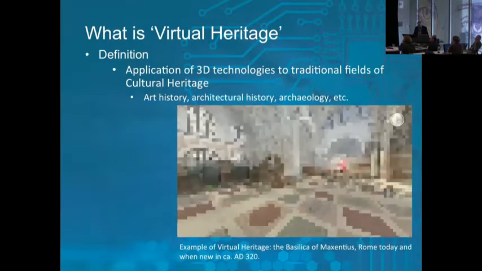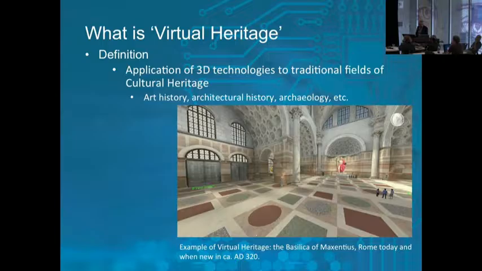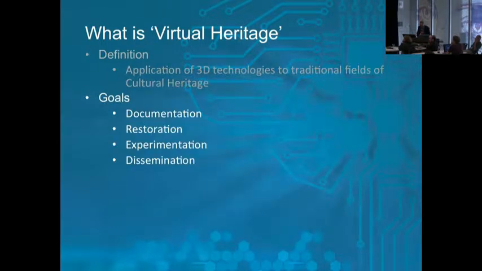In the video on the slide, we have been seeing an example of virtual heritage at work, digitally restoring a building that survives in a very damaged condition from ancient Rome. The goals of virtual heritage include 3D documentation, restoration, experimentation, and dissemination.